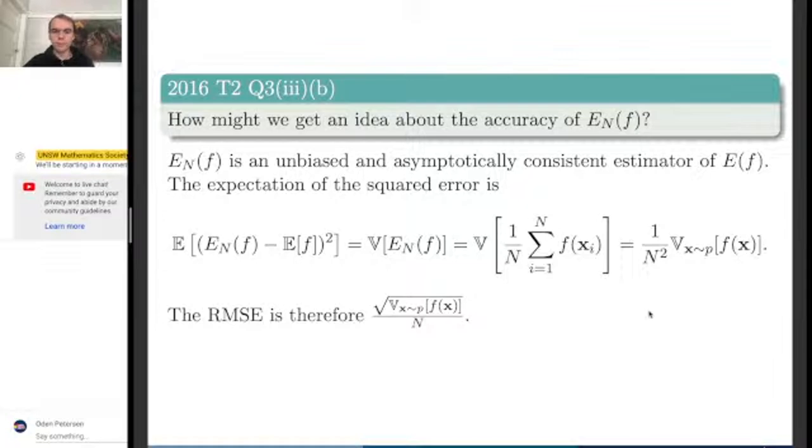Cool. You can interpret that as the root mean square error. You can also interpret that as the standard deviation of this estimator as a function of the number of samples. And because we have a square root of n on the bottom, we can see that as n grows very large, the standard deviation of the estimator gets smaller and smaller, which means that this estimator is going to get closer and closer in the typical case to the actual value that we want to estimate.